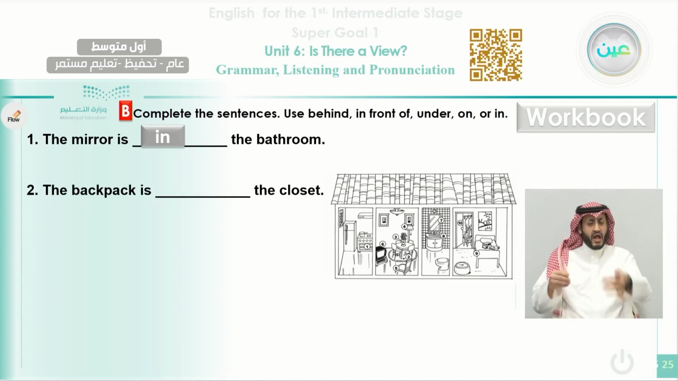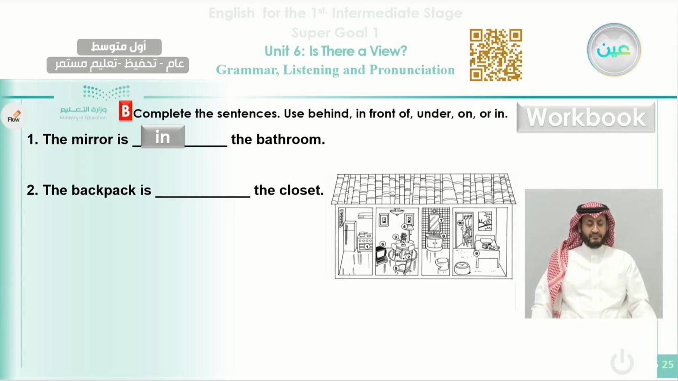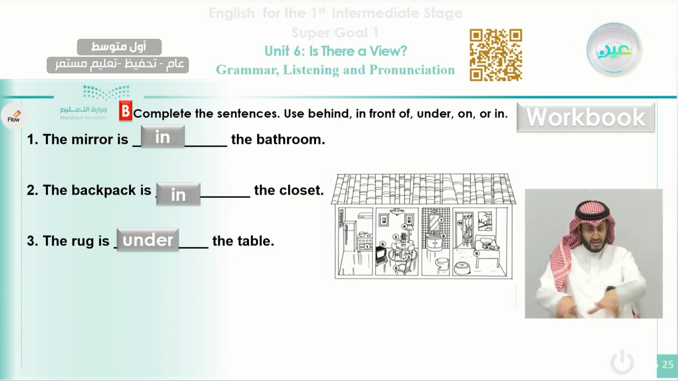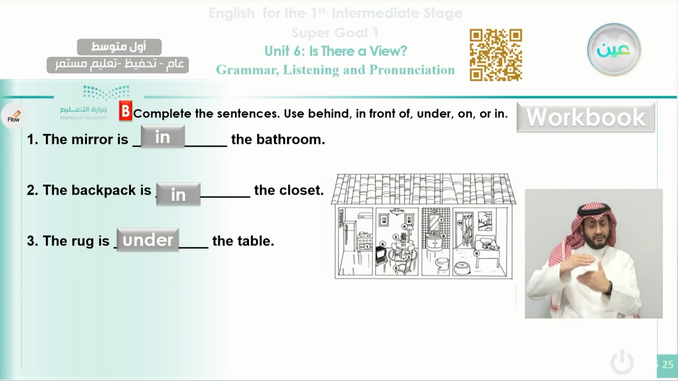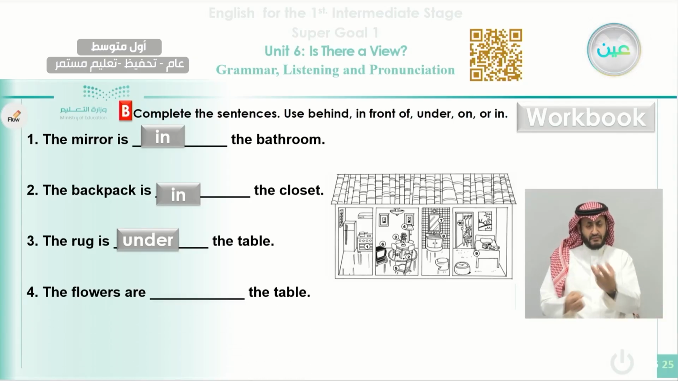Where is the backpack? The thing that you put on your back, and when you have hiking or when you travel or when you go away from your home, that is in the closet. We can say in the closet. The rug is under the table. Look at the table, and under the table, we have, as you can see here, a rug. Okay. The flowers are the table.